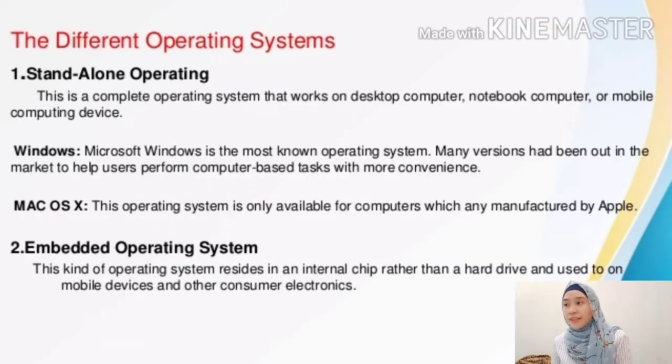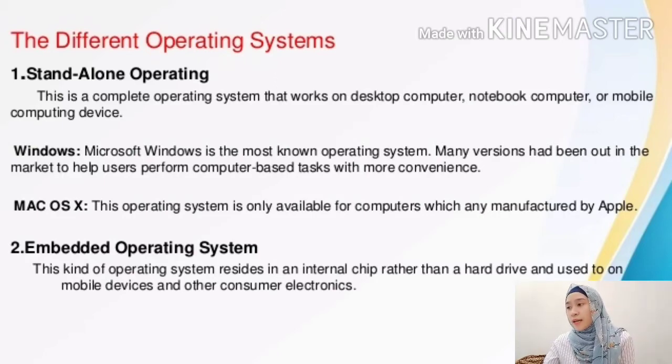So the different operating systems, number one, standalone operating. So this is a complete operating system that works on desktop computer, notebook computer, or mobile computing device. These operating systems function entirely independently from a network on a computer or mobile device. So this ensures that the task of an operating system can be performed on the device. Like for example, Microsoft Windows is the most known operating system, and many versions have been out in the market to help users perform computer-based tasks with more convenience.